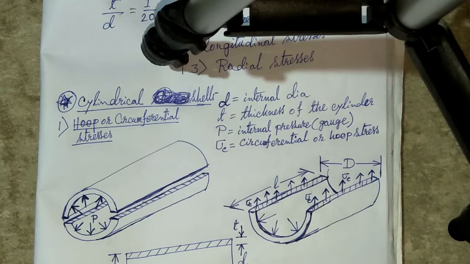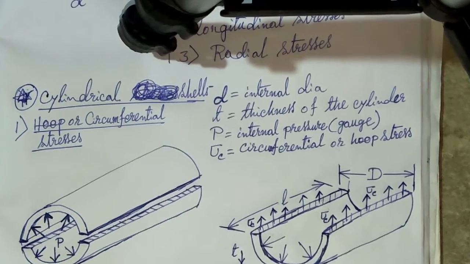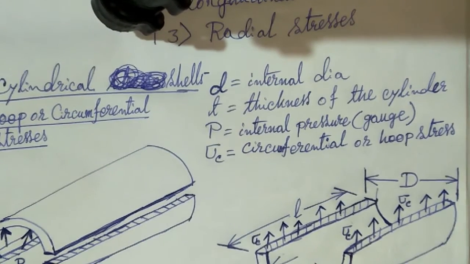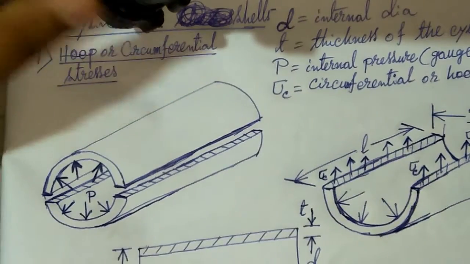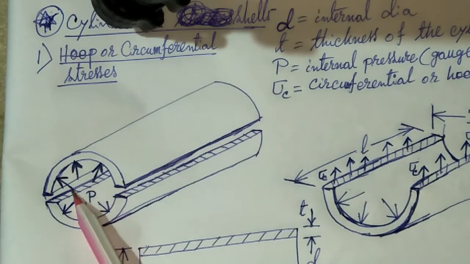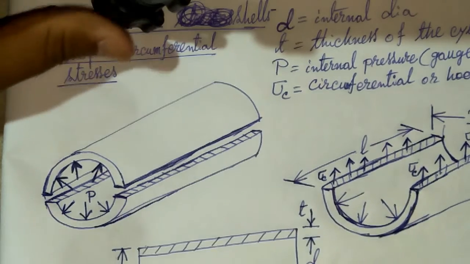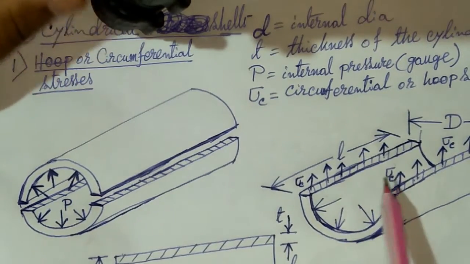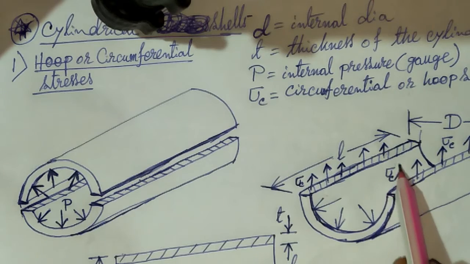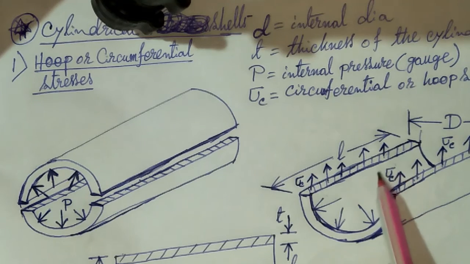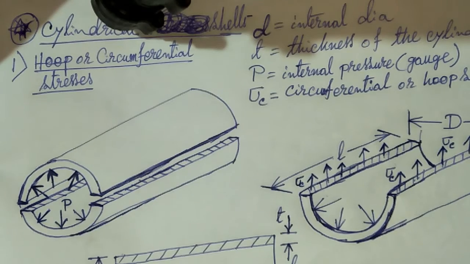Okay, and the pressure P acts internally as shown in this figure. P is the internal fluid pressure, and the sigma c as shown in this figure acts in this fashion. This is sigma c, the hoop stress or circumferential stress.